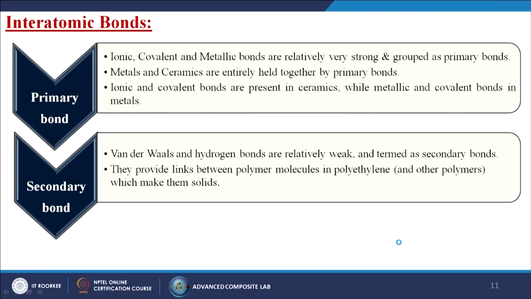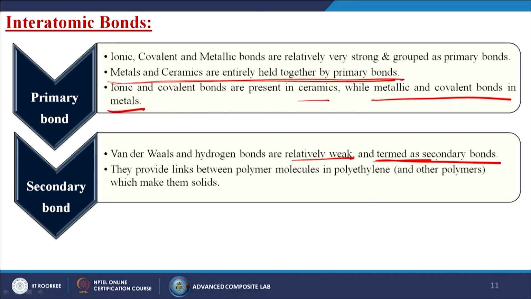So, what are interatomic bonds? Primary bonds, generally ionic, covalent and metallic bonds, are relatively very strong and grouped as primary bonds. Metals and ceramics are entirely held together by primary bonds. Ionic and covalent bonds are present in ceramics, while metallic and covalent bonds are in metals. Secondary bonds, generally van der Waals and hydrogen bonds, are relatively weak, as I told already. They provide links between the polymer molecules in polyethylene and other polymers, which make them solid.